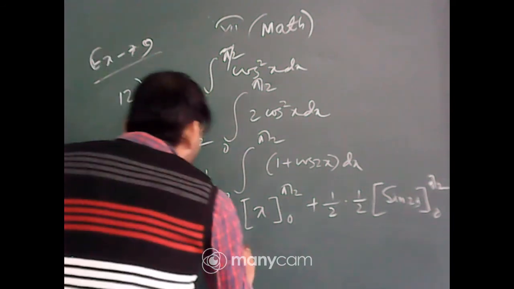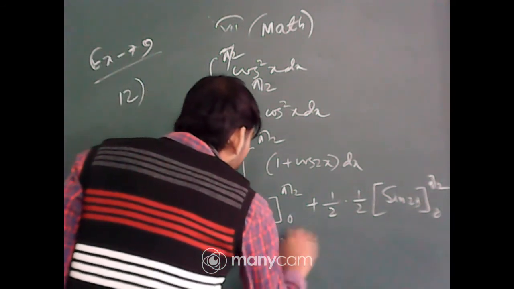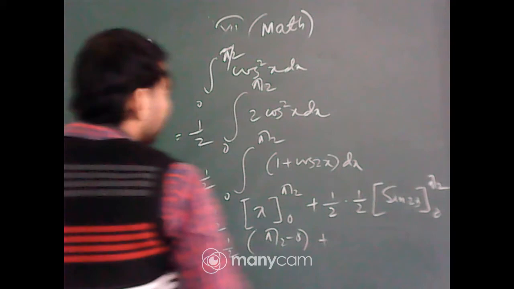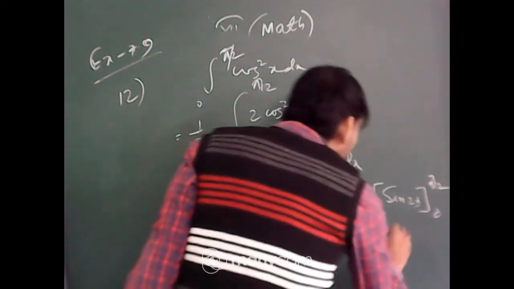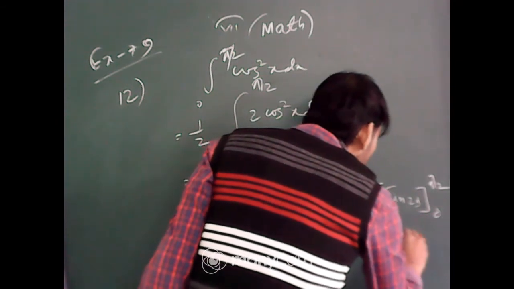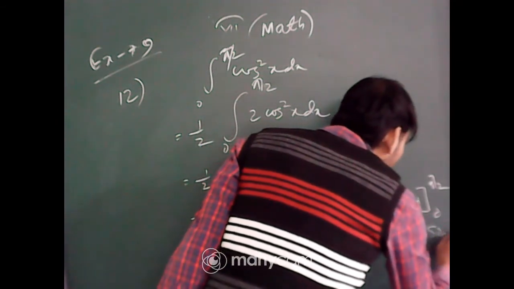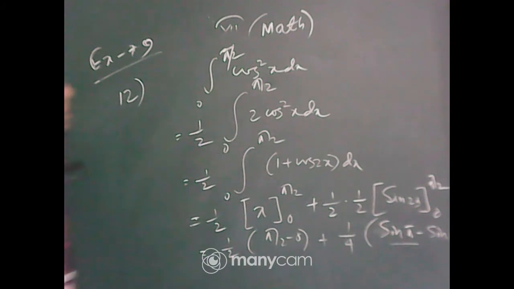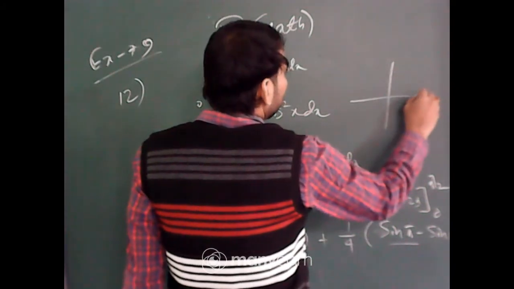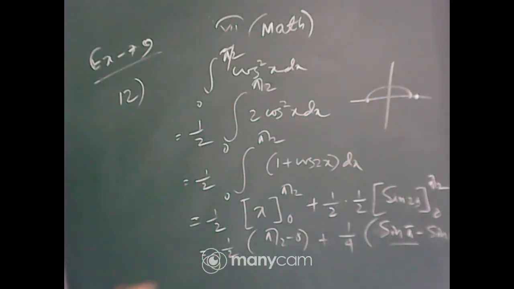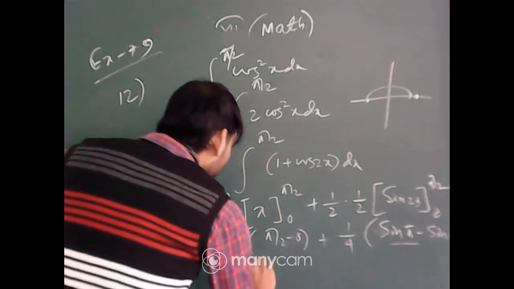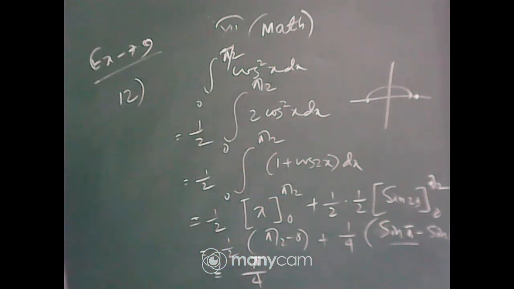So the first portion is 1 by 2 into pi by 2 minus 0, and the second portion will be 1 by 4 into sine pi minus sine 0. Now sine pi will give you 0 and sine 0 also gives you 0. That means the answer will be simply pi by 4.